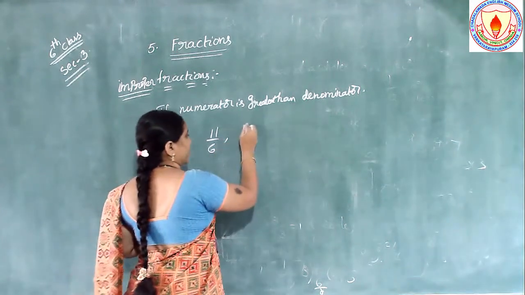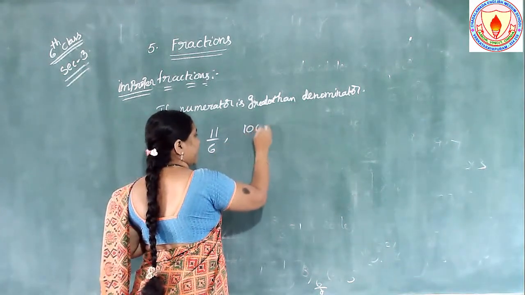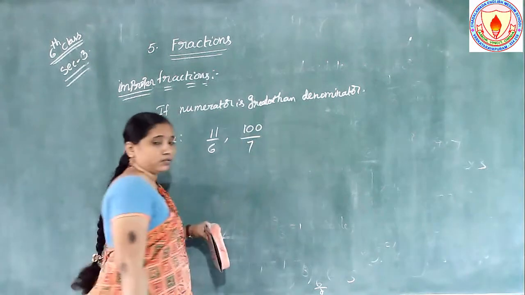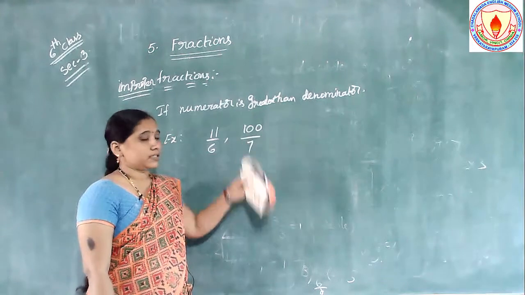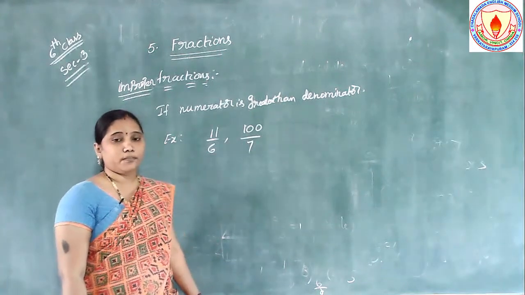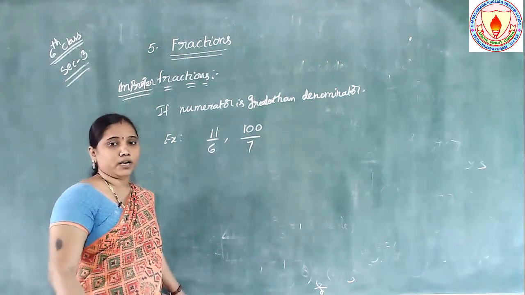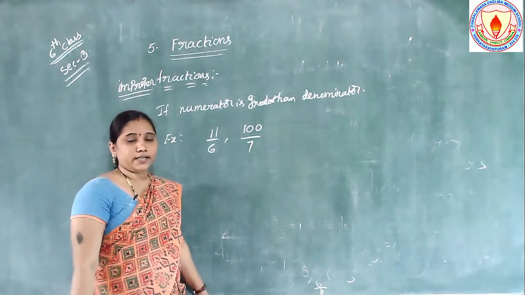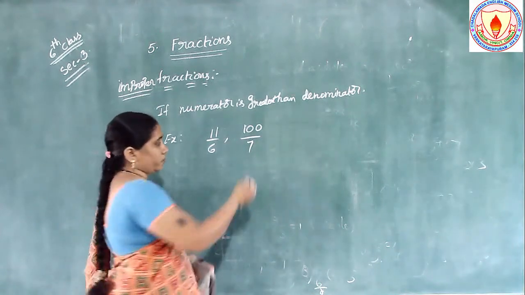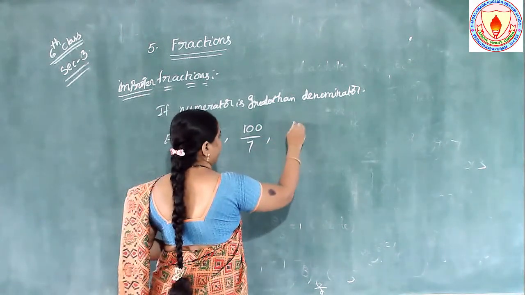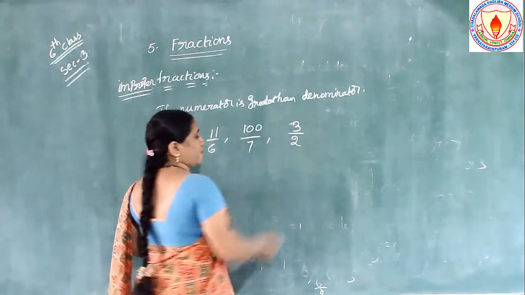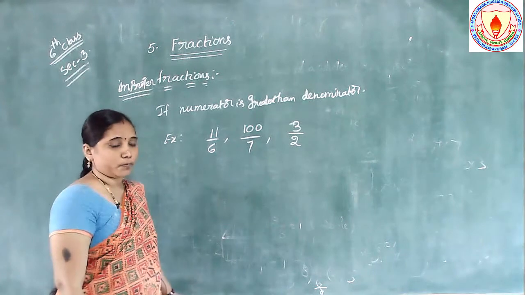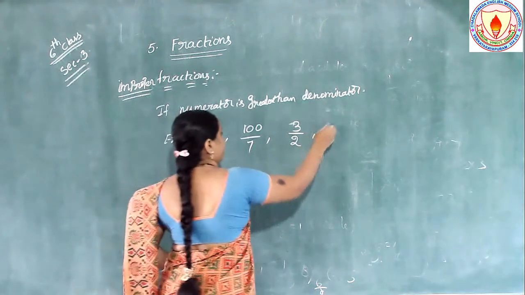Come to the next example. Any example: 100 by 7. 100 is bigger than the denominator, so this is an improper fraction. In an improper fraction, the numerator should be bigger and the denominator smaller. Give me one more example here: 3 by 2. 3 by 2 is also an improper fraction. And what about 5 by 5?